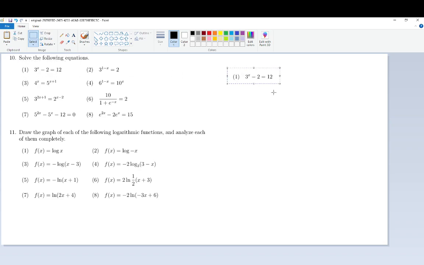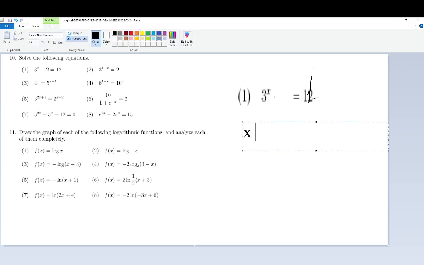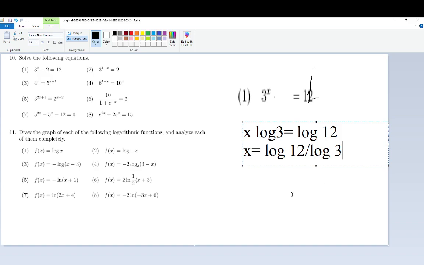So let's add 2 to both sides. We get 3 to the x is equal to 14. We take logs of both sides. So this becomes x times log 3. Let's see if you can figure out how I got there. So that means x is equal to log 12 divided by log 3. You can actually, if you just leave it like that, that's incredibly accurate.